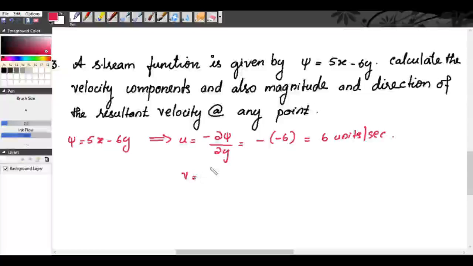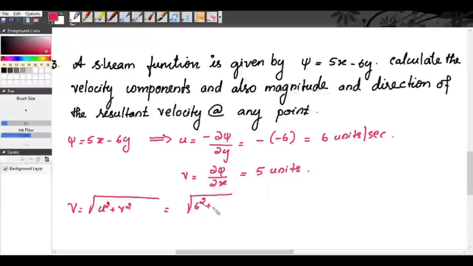Now similarly v is given by dou psi by dou x. So that is equal to 5 units. Now our resultant velocity v will be equal to square root of u square plus v square. So we get square root of 6 square plus 5 square, that is equal to 7.81 units per second. Here also units per second.